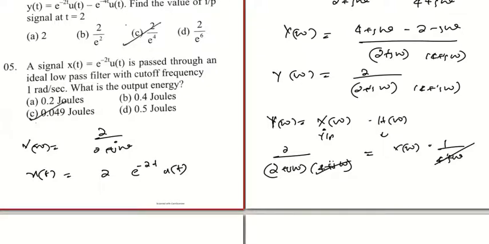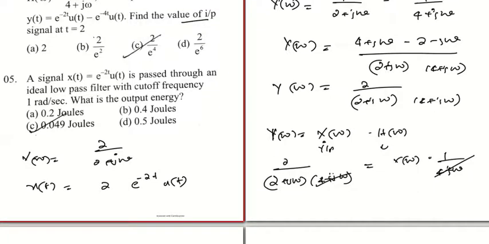And now in the question it is asked to find the value of the input signal at t is equal to 2. It will be 2 into e raised to minus 2 into 2 u of 2. U of 2 is 1, so we don't have to write it. So 2 into e raised to minus 4, or 2 divided by e raised to 4. Okay, so option number C.